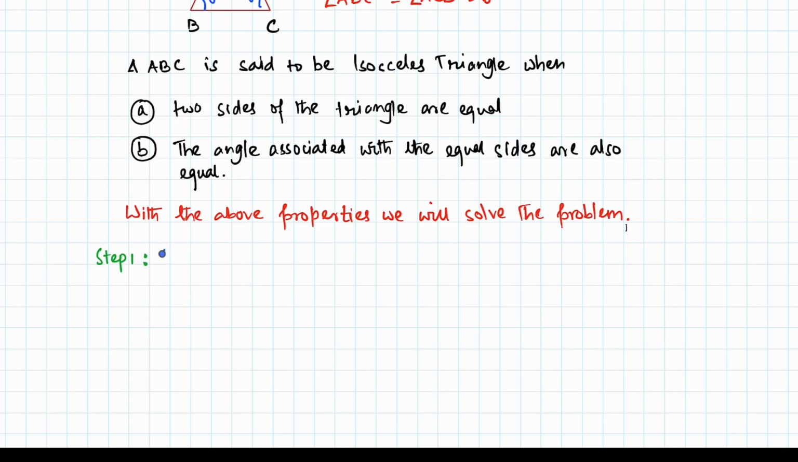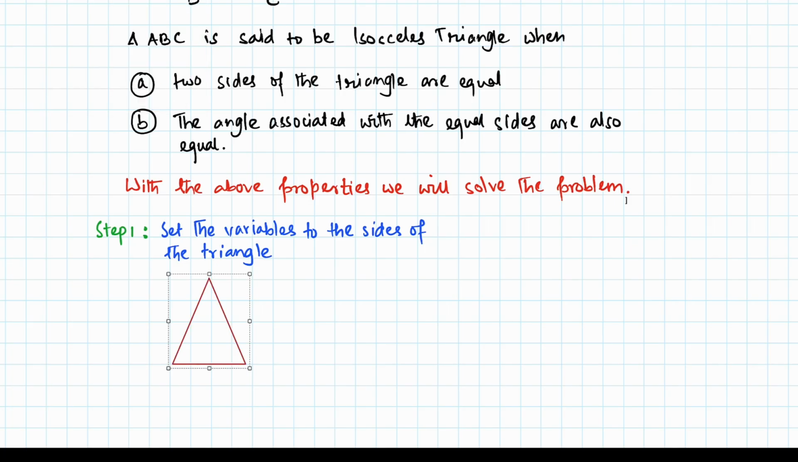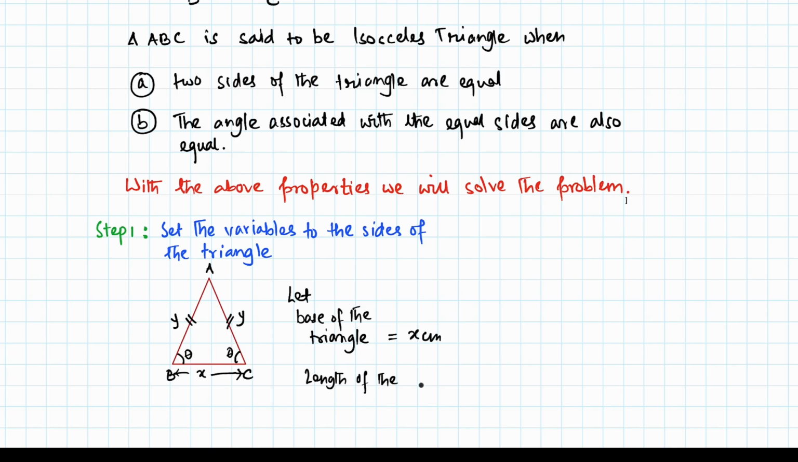So step 1, let's assign variables to the sides of the triangle. So this is the triangle, and let's give the names to the 3 vertices A, B, C, where AB equal to AC and angle ABC equal to angle ACB equal to theta. Now BC is the base which is x, and AB equal to AC equal to y. So let the base of the triangle be x centimeter and the length of each of the equal sides be y centimeter.